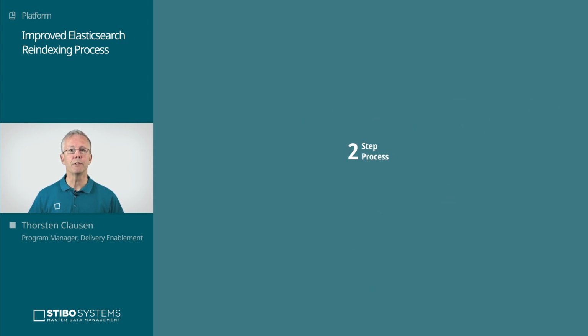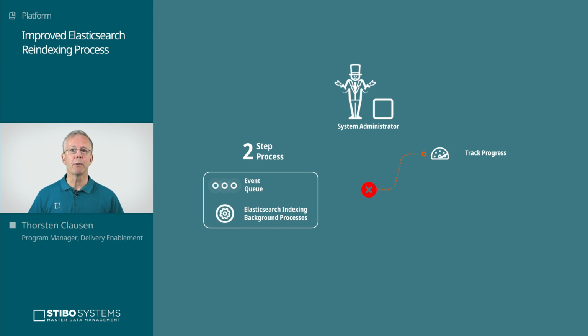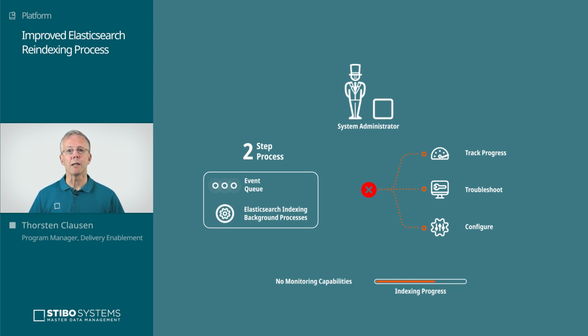This two-step process of writing events to an event queue and then having background processes process the events made it difficult for a system administrator to track progress, troubleshoot, and configure reindexing. Monitoring was also difficult due to the lack of proper monitoring capabilities like progress bars showing indexing progress.